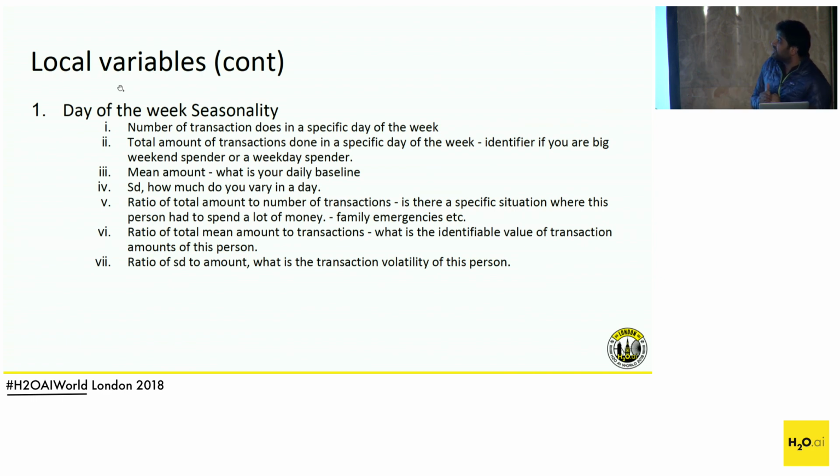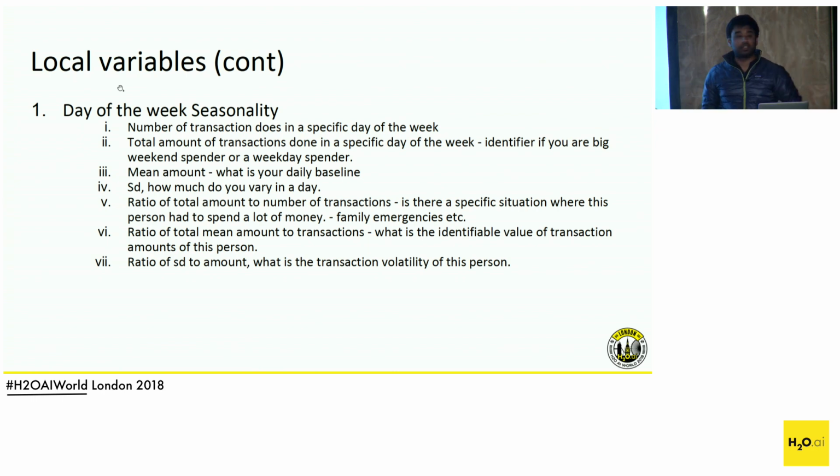Some more local features: number of transactions for specific days, total number of transactions, mean amount. What is it that you usually do daily? I buy breakfast, lunch, and dinner, $30 every day. On Saturdays, I'm a big spender, $500 every Saturday. Wow, okay, that's a huge difference. So that helps you establish those kinds of numbers as well. And of course, standard deviation. You can also have the ratios of the total number of transactions for a specific situation. So we have different situations.